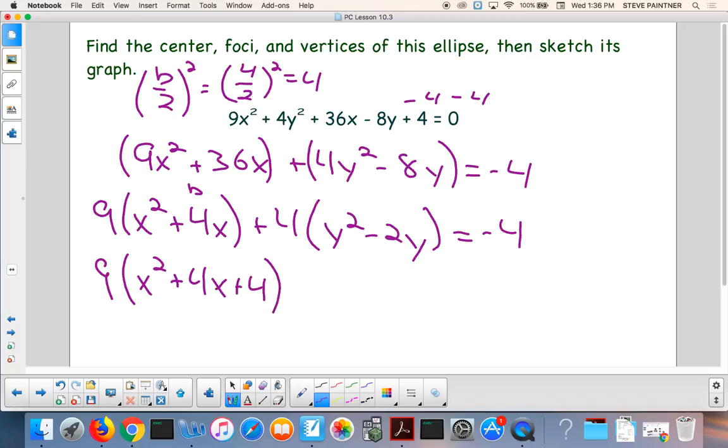I added 4 to this side. How much do I need to add to the other side? 1. Why 36? Distribute the 9. Yeah, so we didn't really add 4. We added 4 in the parentheses. But there's a 9 out here. So it's like we added 9 times 4. We added 36. So when we go to the other side of our equation, we're going to add 36.